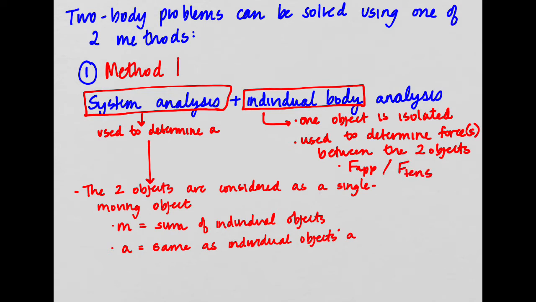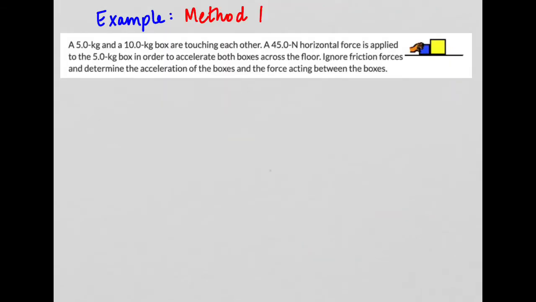All right, so with this method, we're going to do an example. I've explained what we do, and now we're going to do an example here. So let me get that up. Okay, so it says a 5 kilogram and a 10 kilogram box are touching each other, like we have drawn over here.